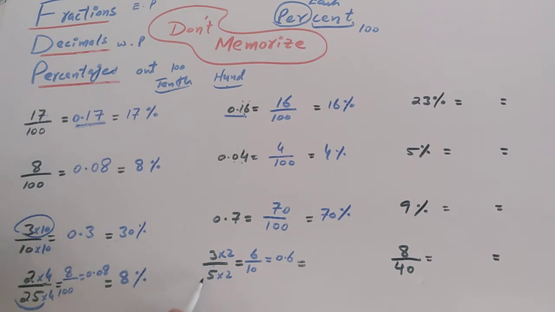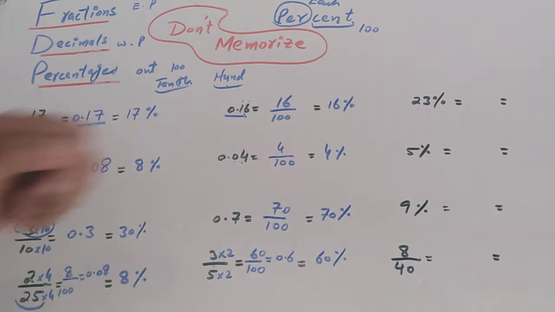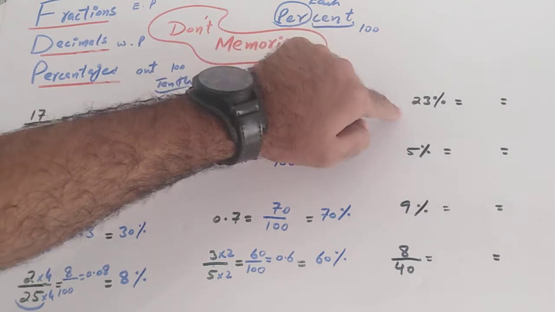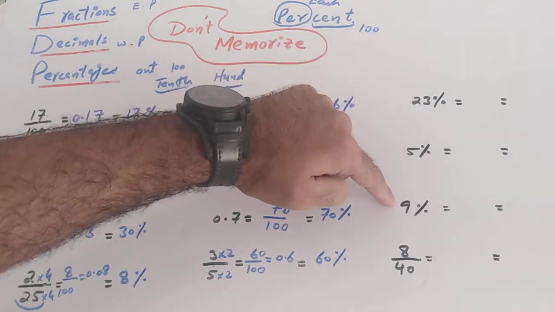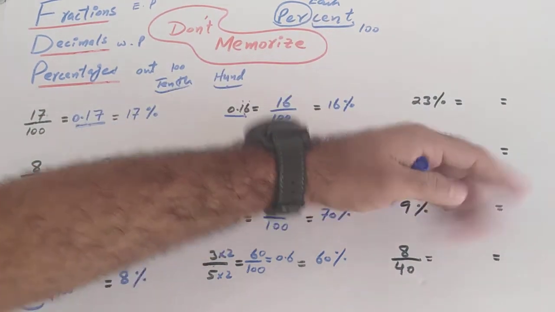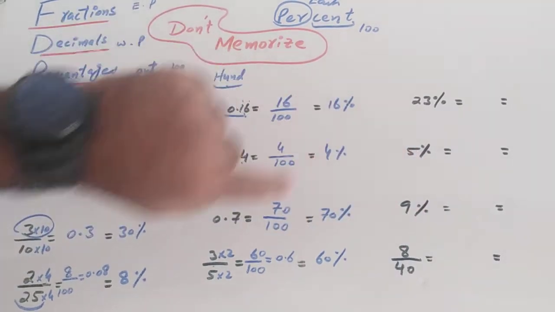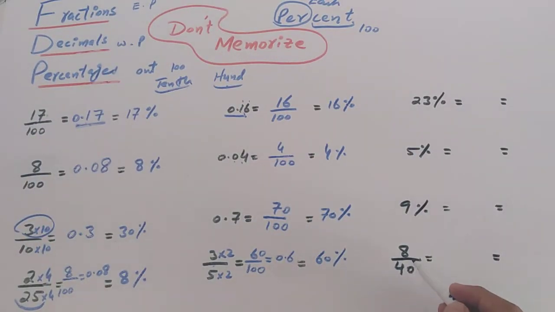And then this 3/5 was changed to 6/10, and 6/10 means 6 out of 10, or if you times it by 10, you will get 60 out of 100. So that means 60%. Okay, now these are all percentages. Let's do this one first, because this is the same as this. This time you have to convert this fraction again to decimals and percentage.